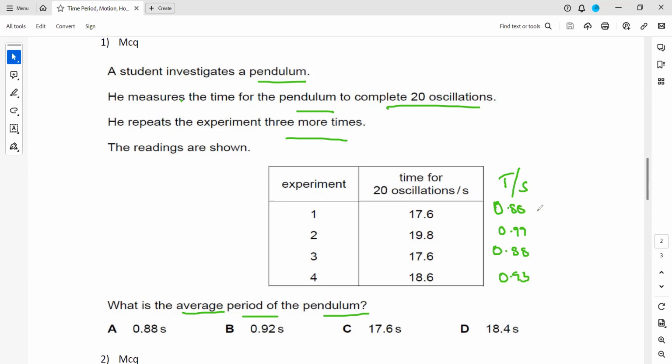So then we have to take an average. How to take an average? We add them and divide it by the total number. So 0.88 plus 0.99 plus 0.88 plus 0.93, and then the whole is divided by 4. So that's equal to 0.92. So B will be the right answer.